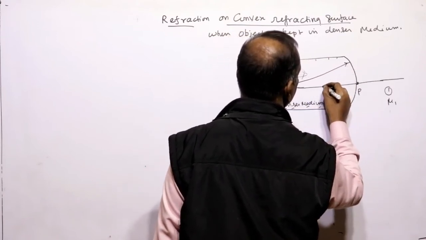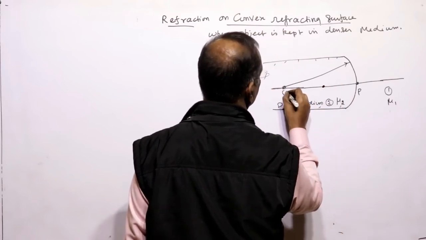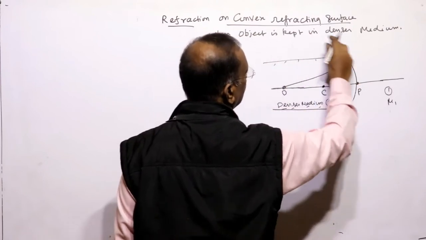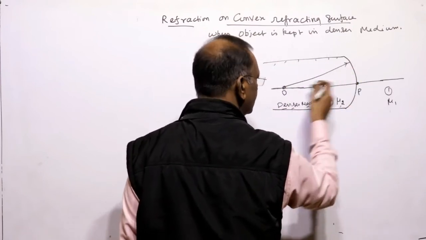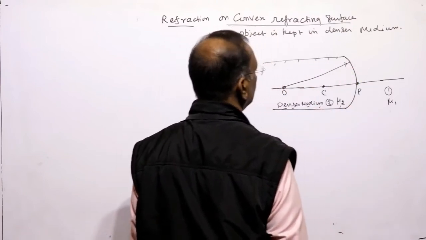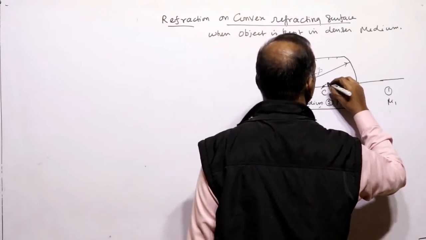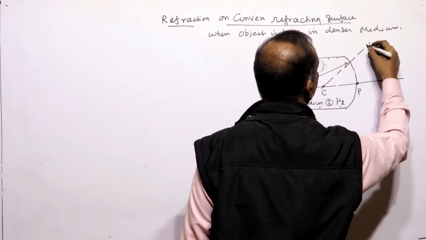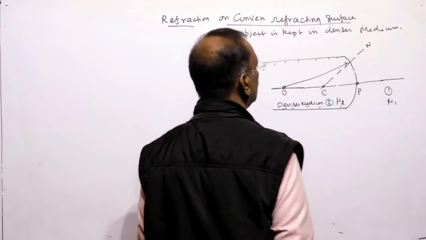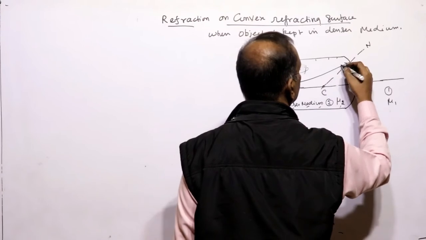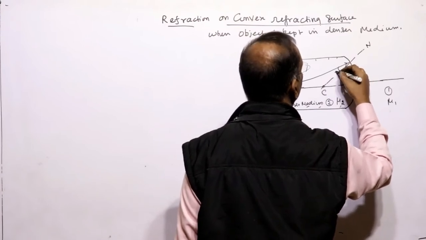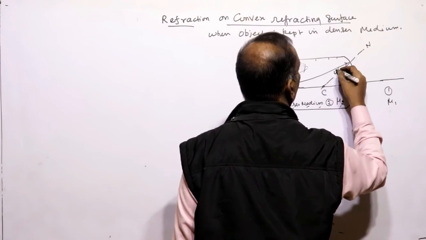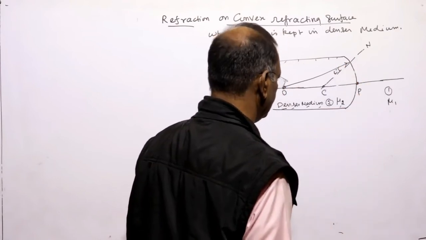here. This is the object, and this is the center of curvature, because this is a sphere and its center will be within it. With respect to the center, we draw the normal. The angle between the incident ray and the normal is the angle of incidence, I.